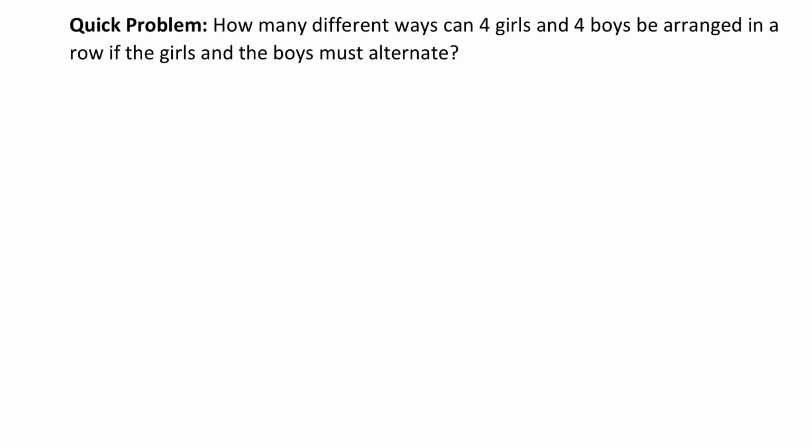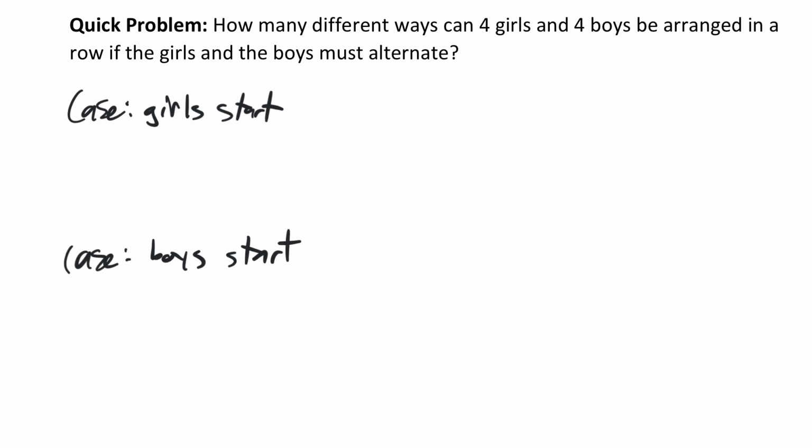So we have 4 girls and 4 boys, and we want to arrange them in a row so the girls and boys must alternate. Pause the video and give this a try. So for this question, we have two cases. We have the first case with the girls starting. Then we're going to have the case where the boys start.